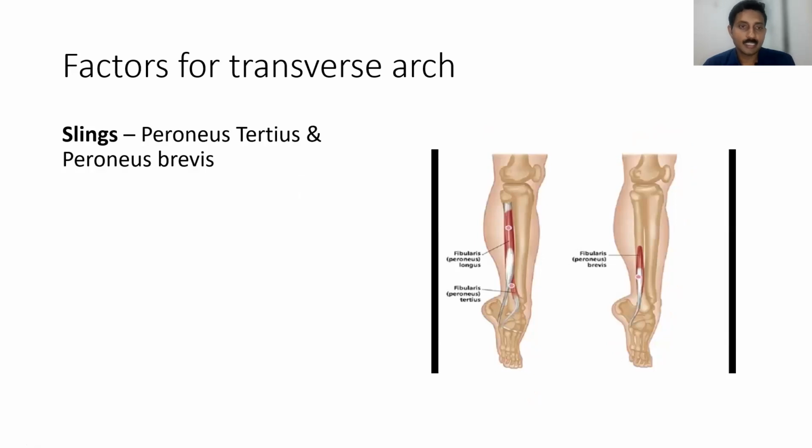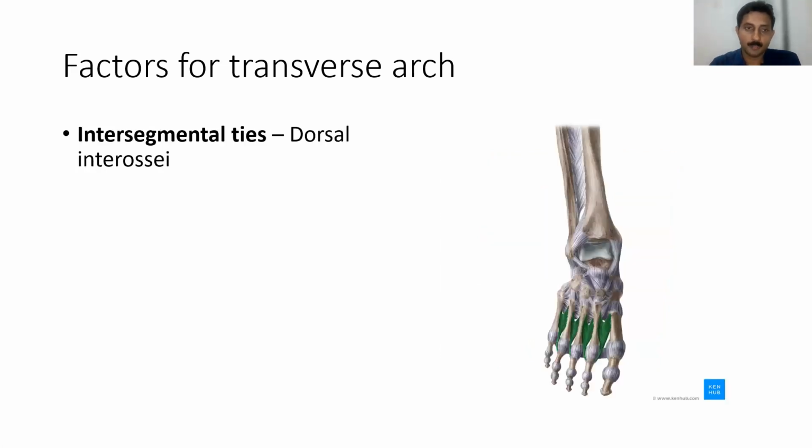We also have slings here. What is a sling? The peroneus tertius and peroneus brevis act like a sling here. The peroneus tertius is shown here, which is acting like a sling, and peroneus brevis is shown here, which is also acting like a sling, which keep this keystone of the transverse arch in its position. Anything which is acting from above is called a sling.